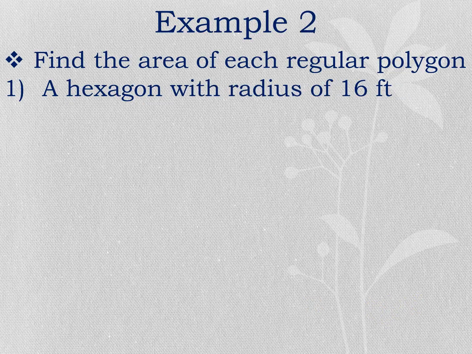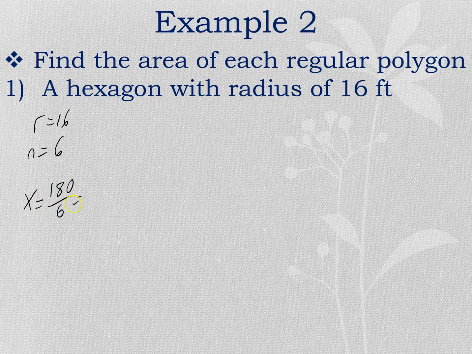So let's take a look at another one. So our hexagon, again, like with the side length ones, is also a very special problem. So r is 16, n is 6. So our x value is 180 divided by n, which is 30. So we're going to create another one of our special right triangles.